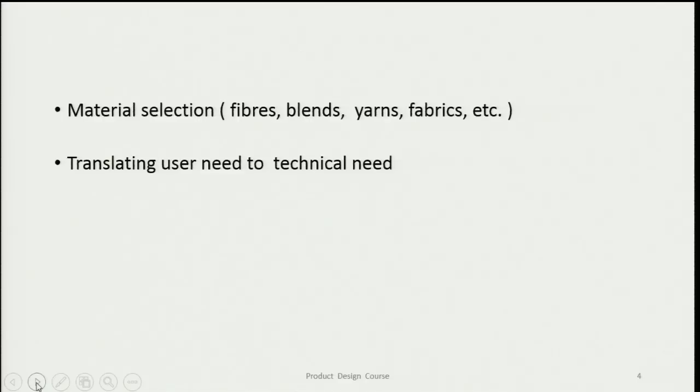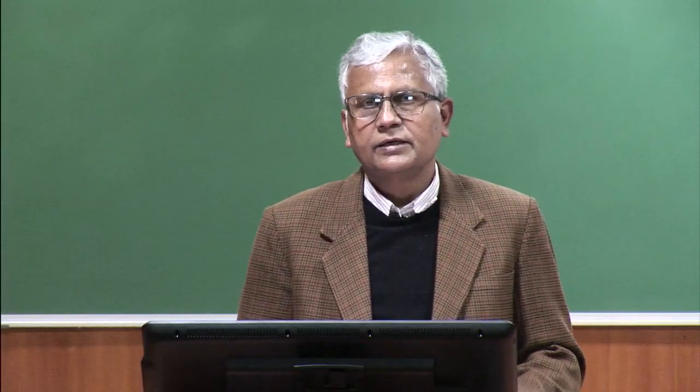Next comes material selection, which could be fibers or their blends, the type of yarns, the type of fabrics, and so these are all a part of material selection. The textile materials are huge. There are so many types of fibers, so many possibilities of blending them in different forms. There are different technologies to produce yarns, and there are different technologies to produce fabrics.